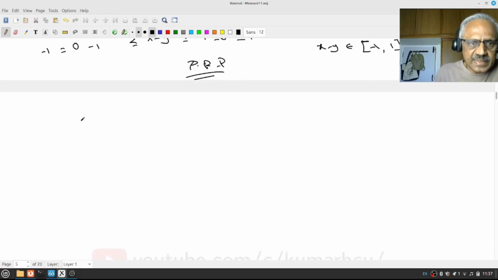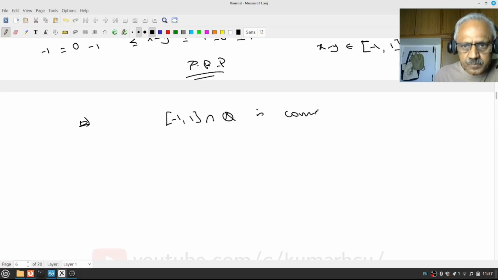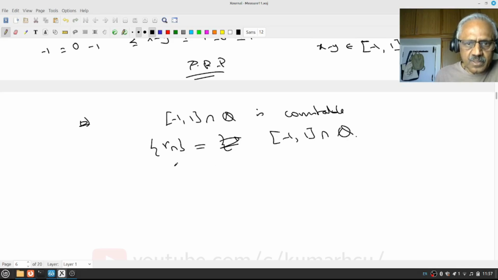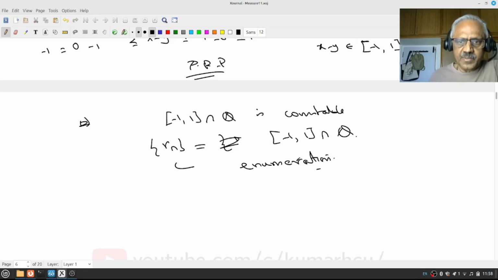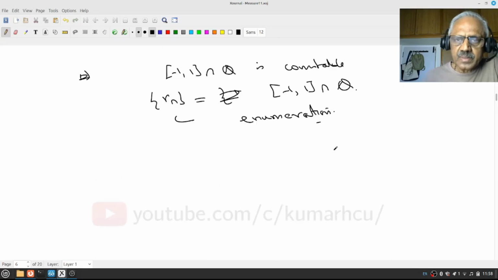Okay. Second thing, now we know that [-1,1] intersection Q is countable. So let Rn be this countable set, all the rationals in this interval. This is called an enumeration. Okay, let Rn be an enumeration of these things. Is that clear? Okay. So what you said is Rn lies in the interval [-1,1] for all n.